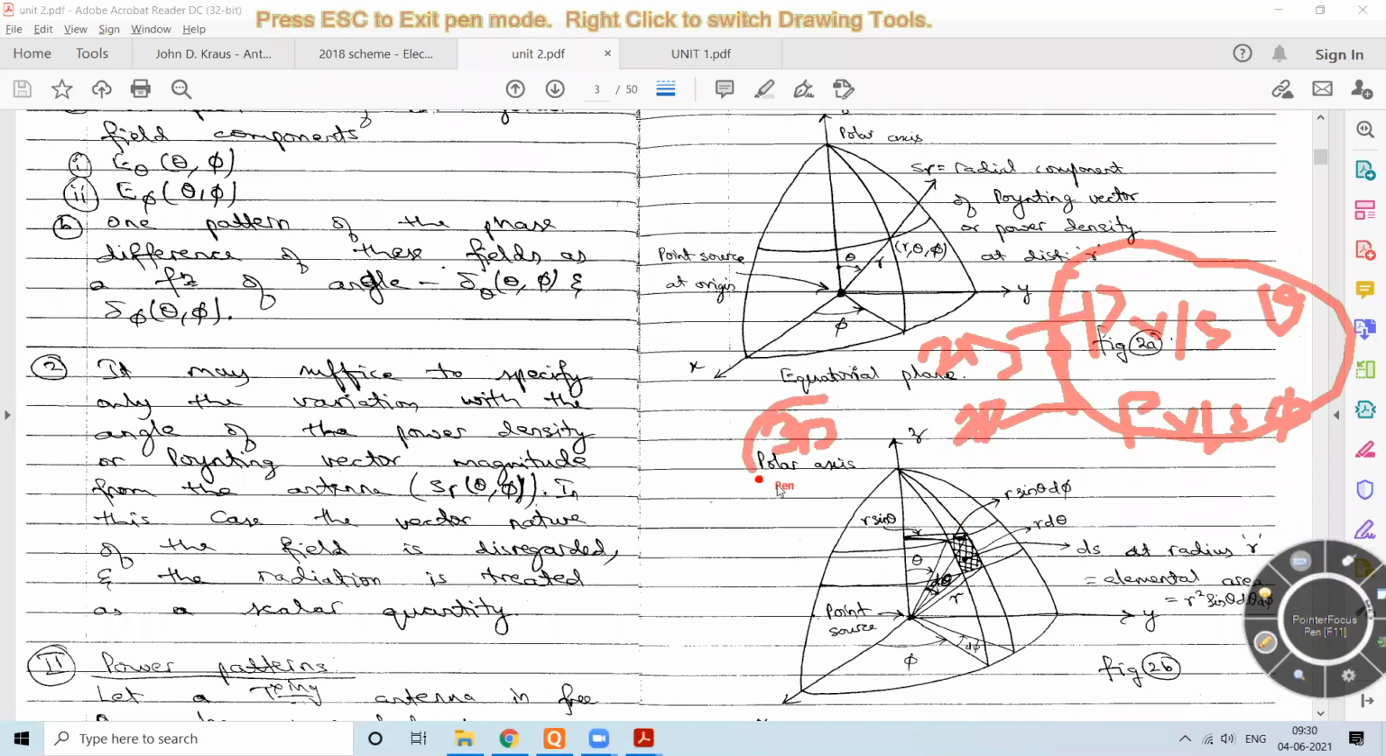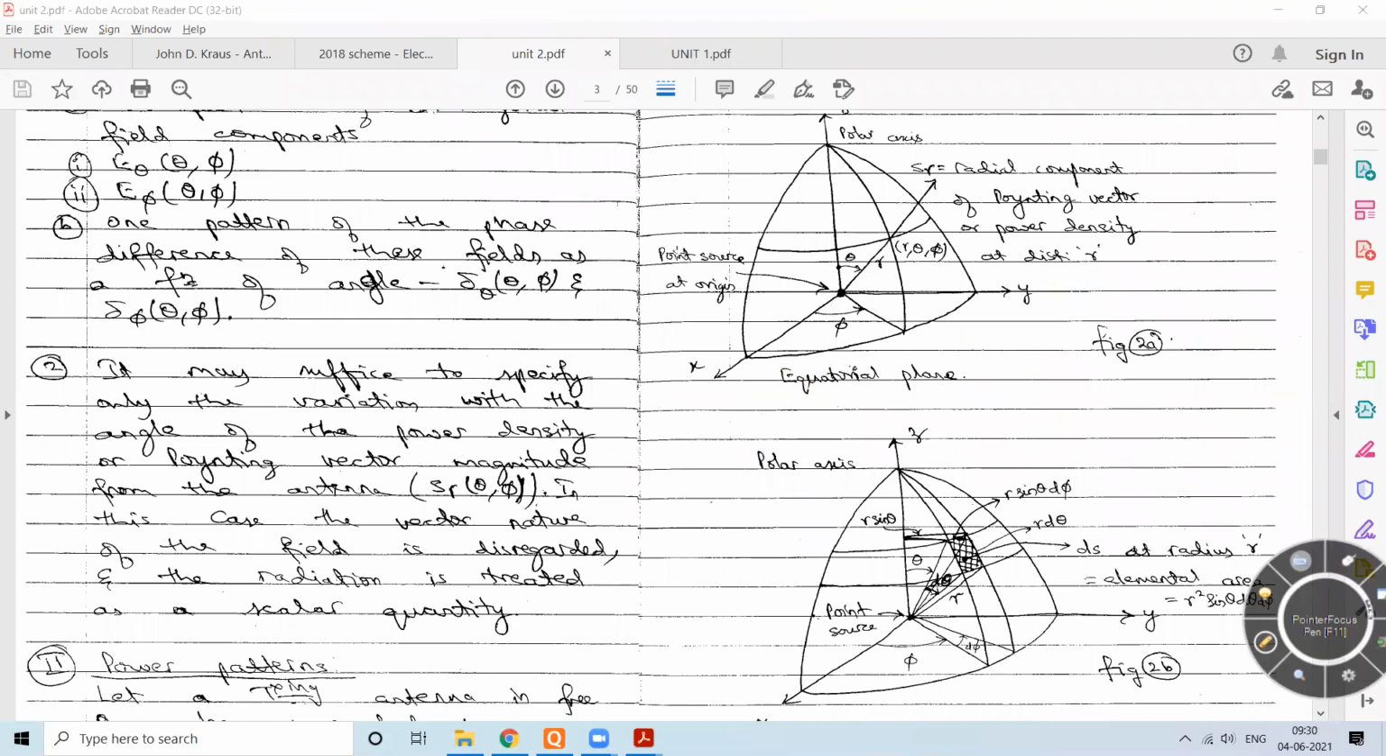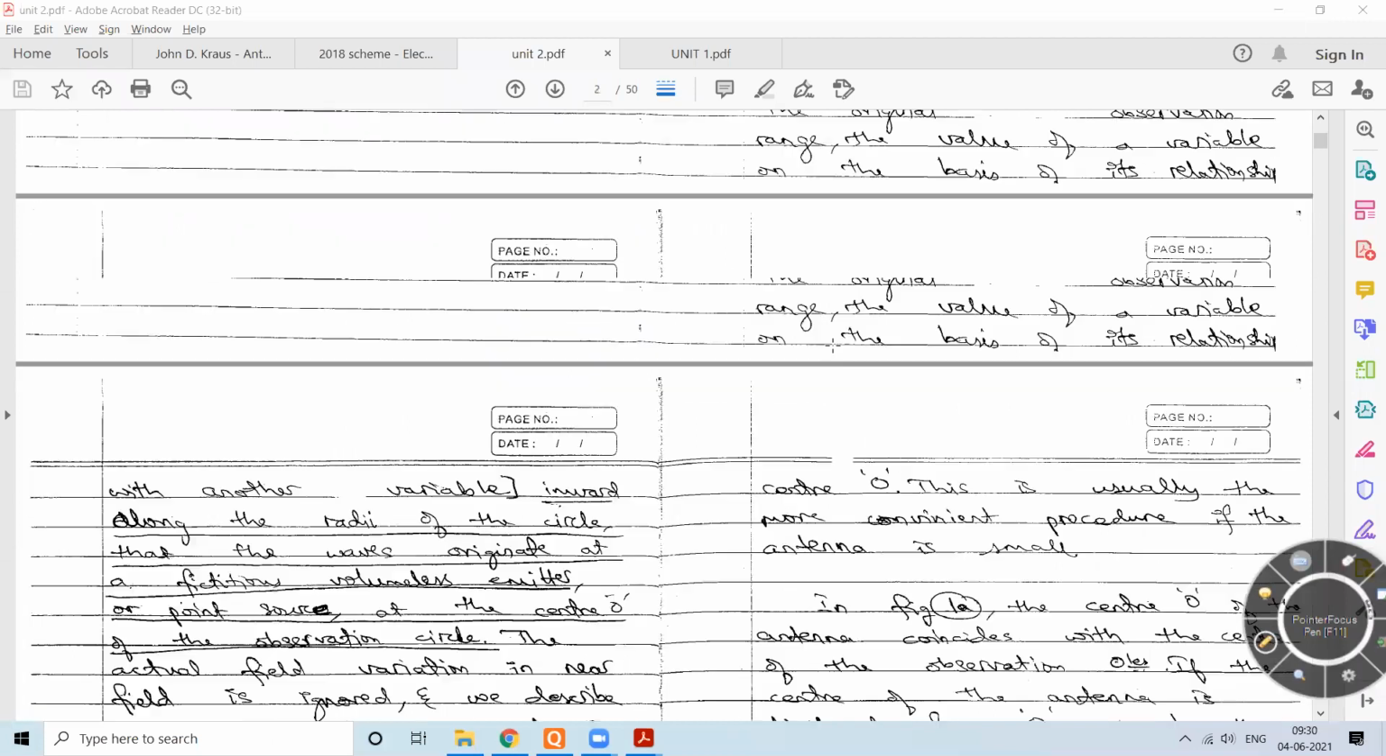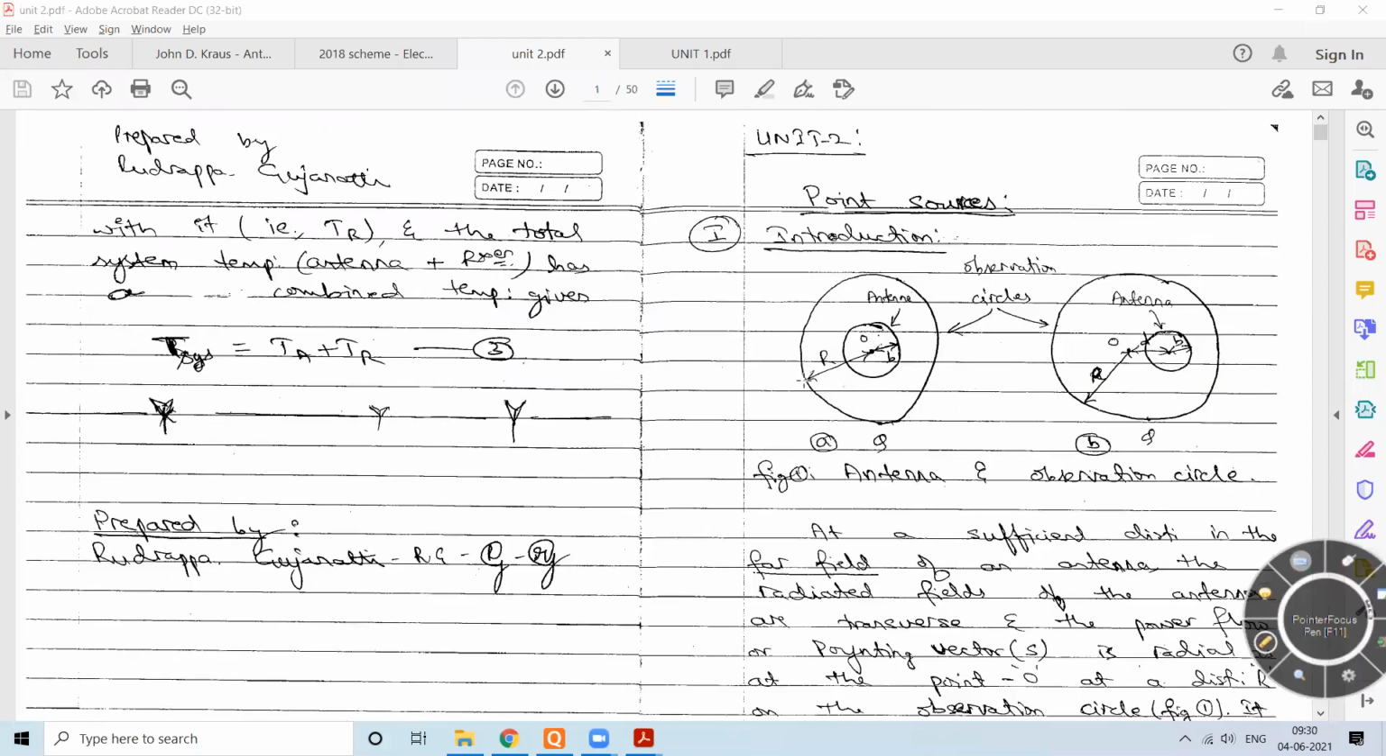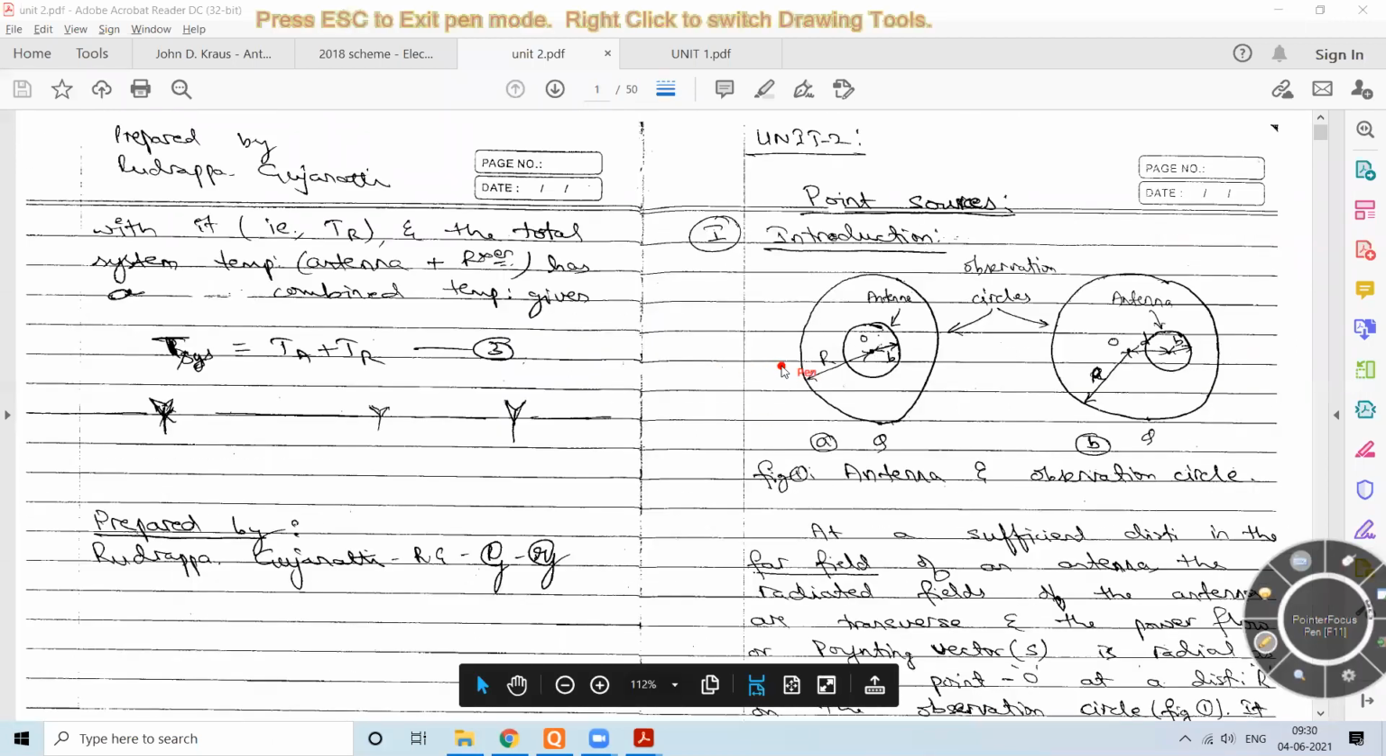When we consider three-dimensional, we'll have r, theta, and phi components, so in that case we have to consider a sphere. As I mentioned, we consider an observation point at a distance r. This is kept constant, r is kept constant, and you try to move around.